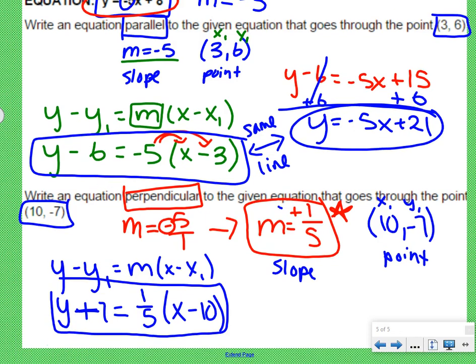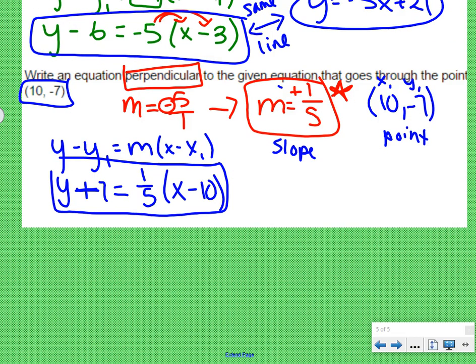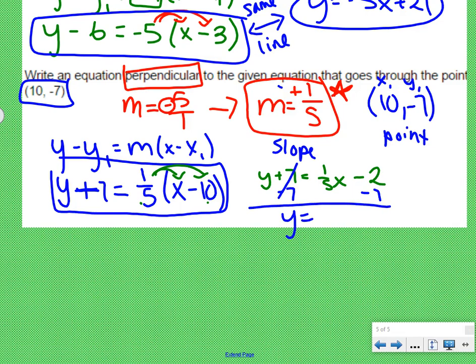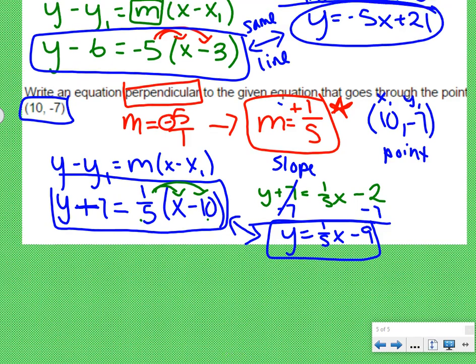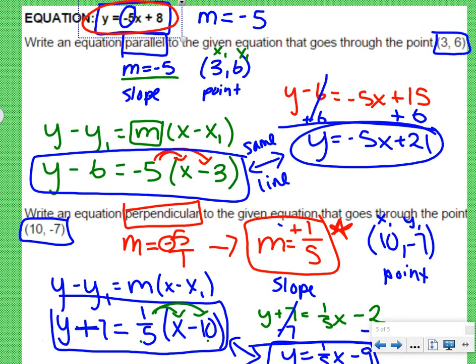Again, if it was requested that we put it in slope-intercept form, all we would have to do is do that distribution. So we'd have y plus 7 equals 1/5 x, and then 1/5 times negative 10 would be negative 2. And then we just have to get y by itself by subtracting 7 on both sides. We get y equals 1/5 x minus 9. Again, if you want to check, these two equations would be the exact same line when graphed. And they would both be perpendicular to our given equation right up there at the top.